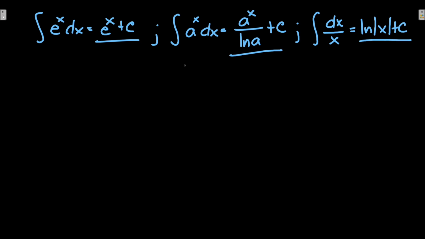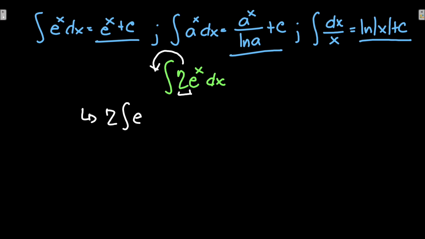Let us start with some practice problems. The first one would be the integral of 2e to the power of x dx. So, first thing you're going to do here is to put any constant or a number outside the integral. You can see here, 2 is a number or a constant, so you have to put this outside the integral. So, this would be 2 times the integral of e to the power of x dx.